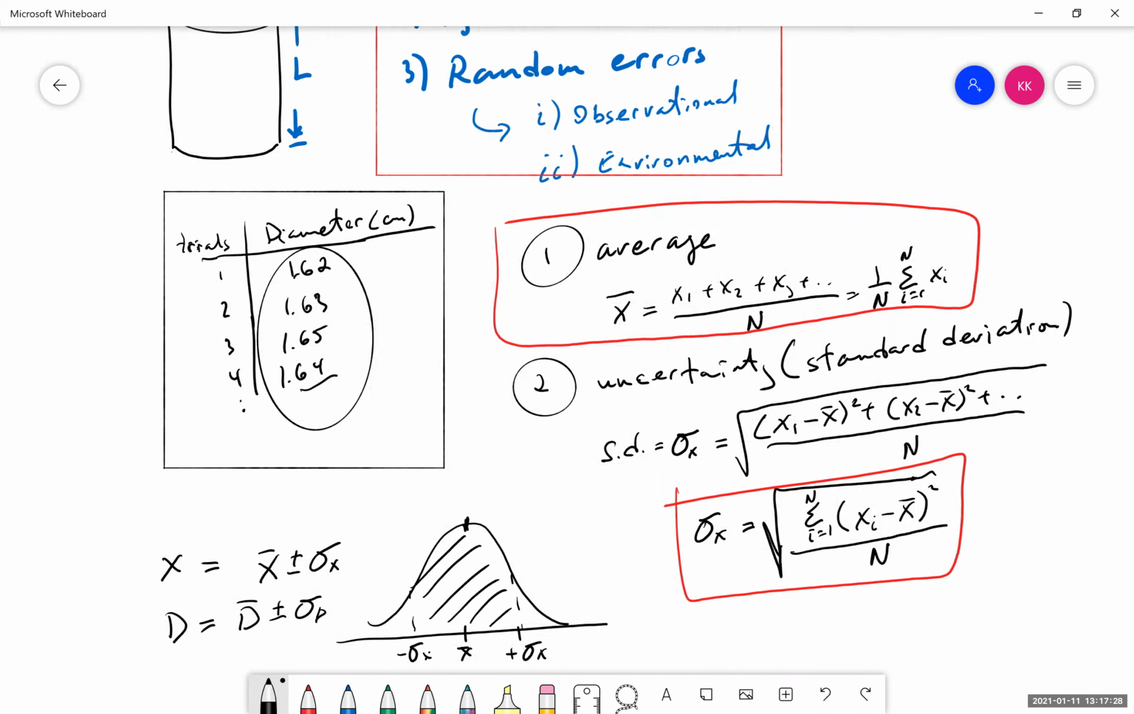This is generally known as a Gaussian distribution, where about 68% of your measurements fall within this region, within this range. So for any type of measurement, approximately 68% of the measurements will be within this range of average plus or minus uncertainty. All right. So for this type of quantity, this is how you approach it: find the average, and then find the uncertainty, and then you're ready to present.